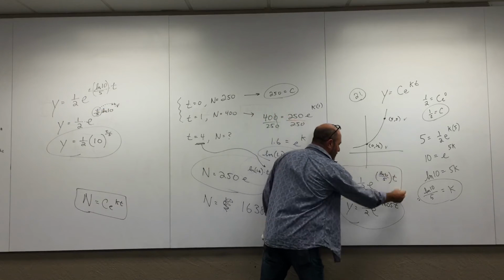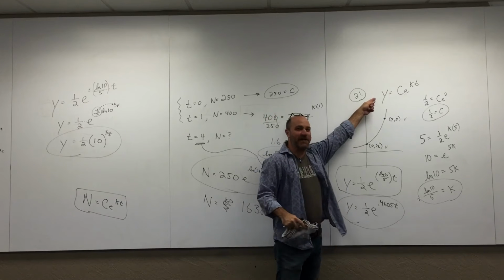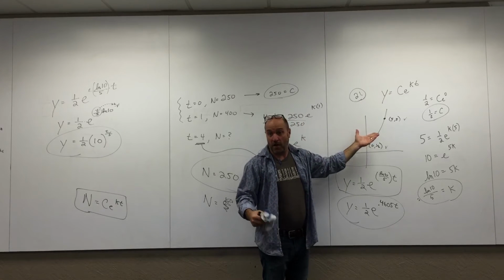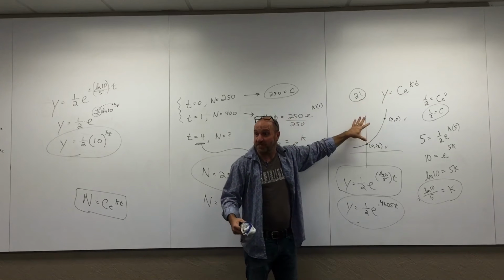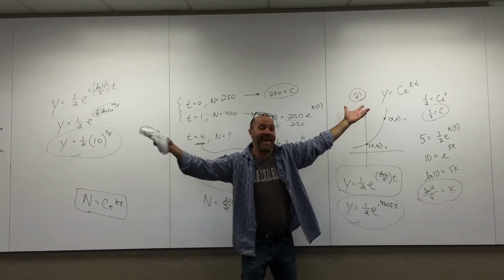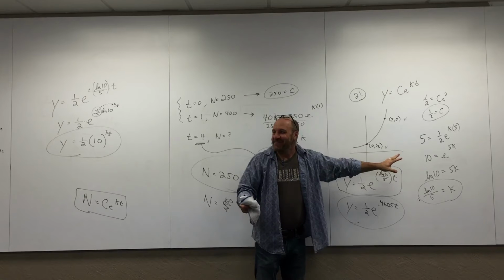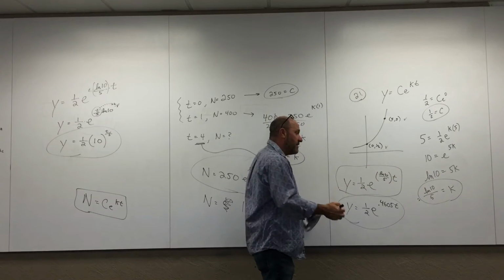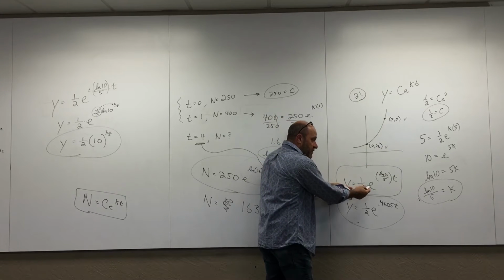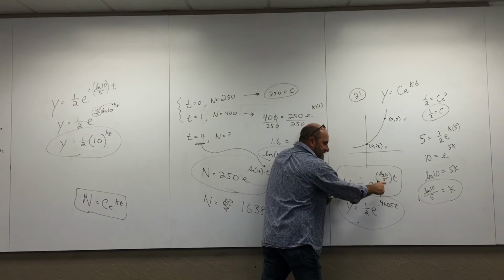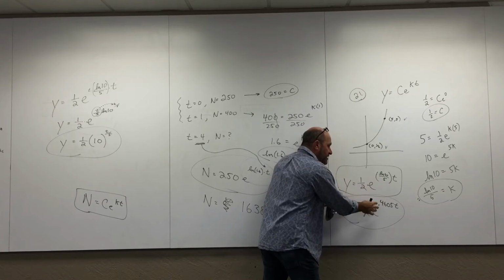Well, the question was, please find the equation that goes through these points. So we find C and K. We did that an hour ago. We found C and K, and there's my answer with a, and then I decimalized the K, so there's my other answer. These are all good answers.